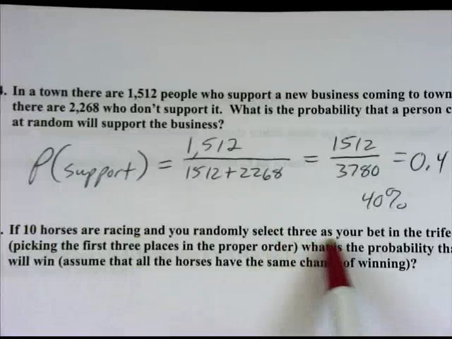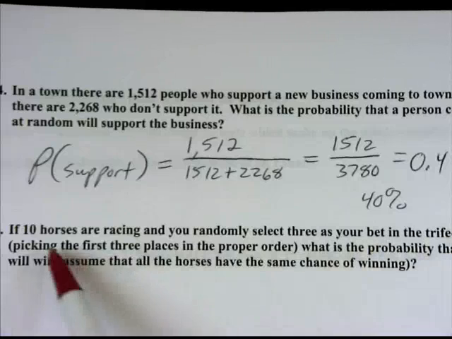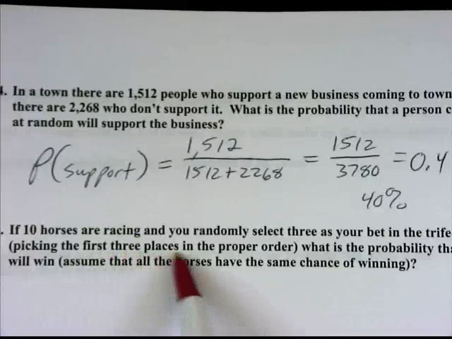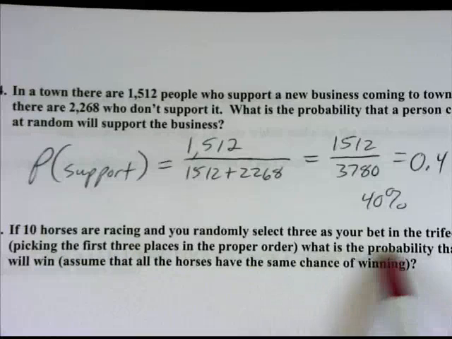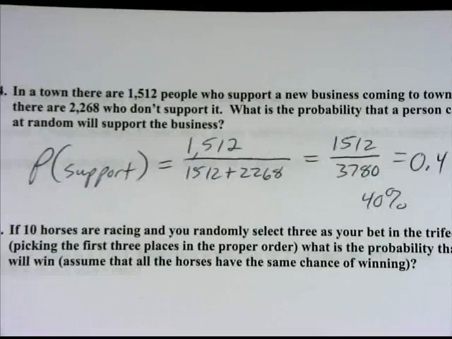Now, number 5. If 10 horses are racing and you randomly select 3 as your bet in a trifecta, and a trifecta means picking the first 3 places in the proper order, what is the probability that you will win? Assume that all the horses have the same chance of winning.